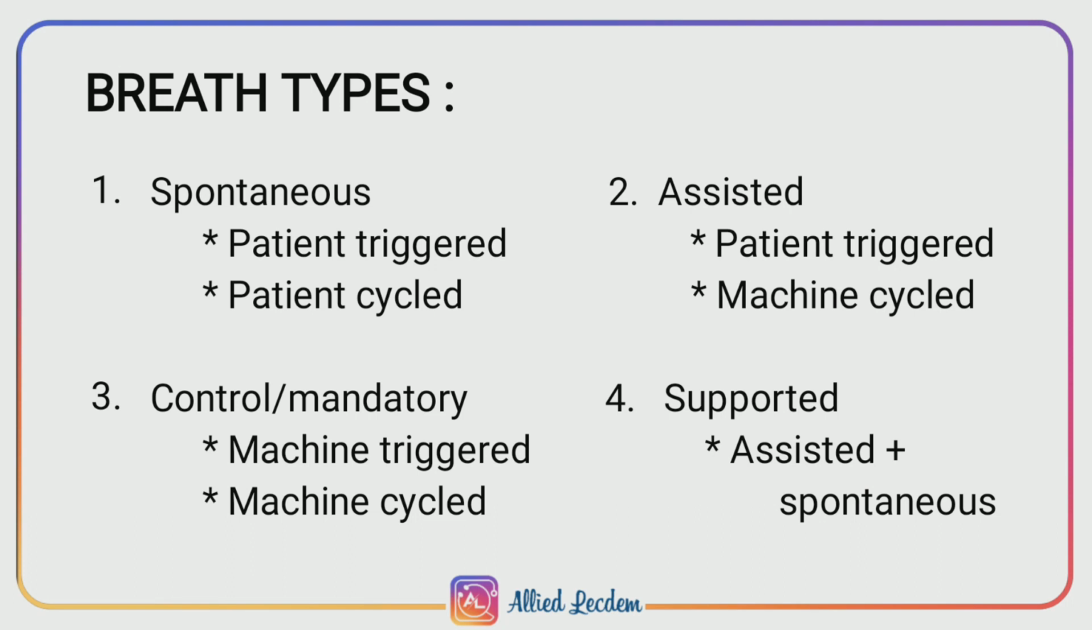Here we will see about some important breath types. First, spontaneous. Here the patient can breathe on his own. It is patient triggered and patient cycled. Second, assisted. As the name suggests, in this mode, the ventilator assists the patient's spontaneous breath to a preset tidal volume and can deliver a controlled breath if required. Shortly, it is patient triggered and machine cycled.